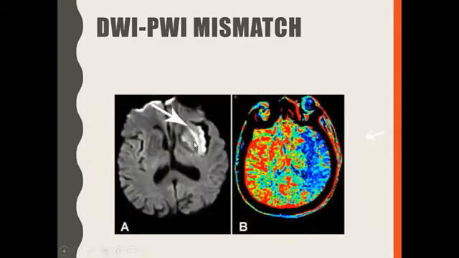Another example: diffusion restriction at the insular cortex and external capsule here, which is acute infarction, and on perfusion there is a very large area of temporal lobe ischemia. Again, your aim is to restore the blood flow to this area to protect it from being infarcted.